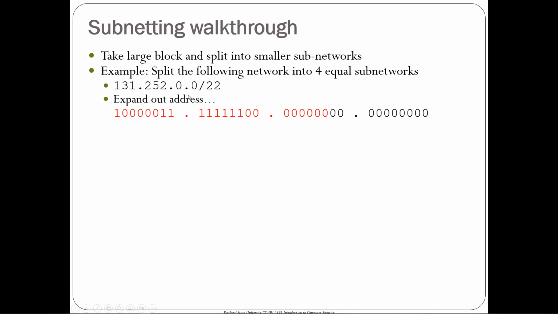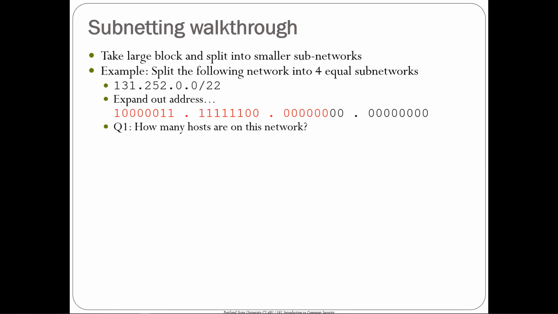The way I'm going to do this is expand out the prefix in binary. This is 131. This is 252. And then 0.0. And then I count up the number of bits, the first 22 bits, and then this is the host part right here. Now, the goal is to split this up into 4 equal subnetworks. Well, the first thing I want to do is figure out how many hosts are on this network to begin with.